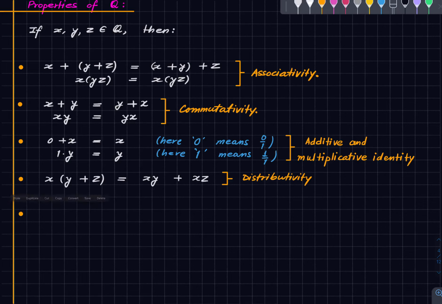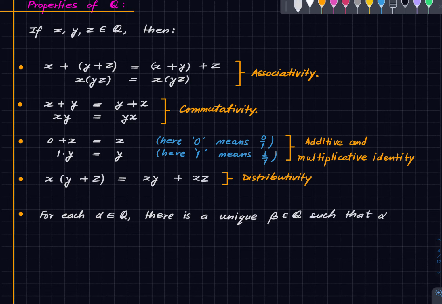And lastly, I want to discuss the following. So for each, let me use alpha this time. So for each alpha in Q, there is a unique beta in Q such that alpha plus beta is 0. So as we have already said, 0 means 0 by 1. Okay.